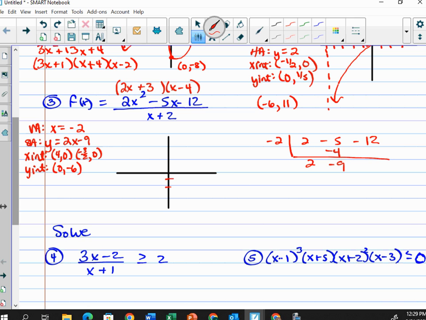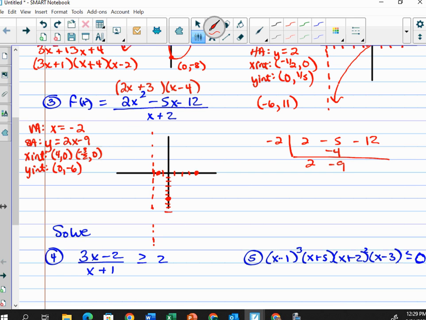I need more tick marks. This one was way off your graph. So y-intercept is down here at -6. Multiple x-intercepts. Vertical asymptote at -2.